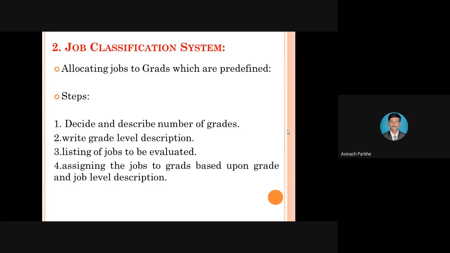Okay, so with this, today we will stop here. The remaining two methods we will take in the next lecture.